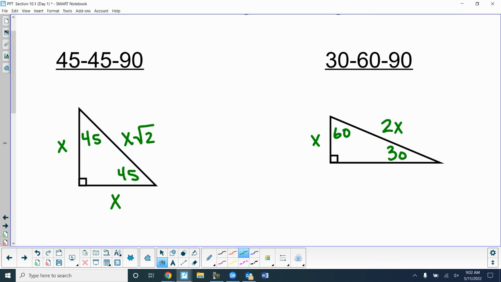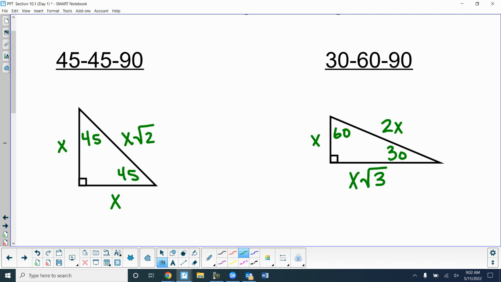Always. So if this side's a 4, that hypotenuse is an 8. If that's a 10 there, hypotenuse is a 20. If this is a 12 hypotenuse, what's that? 6. Always. The long leg, the one opposite the 60, is always the short leg times the square root of 3. So if that's a 6, the short leg, then the long leg is 6 radical 3.